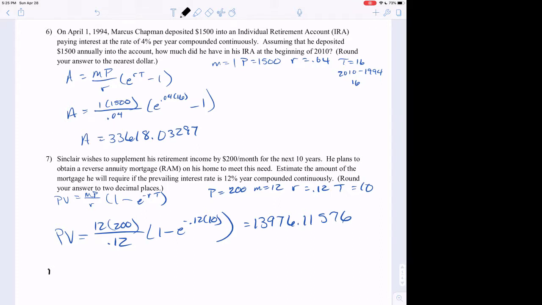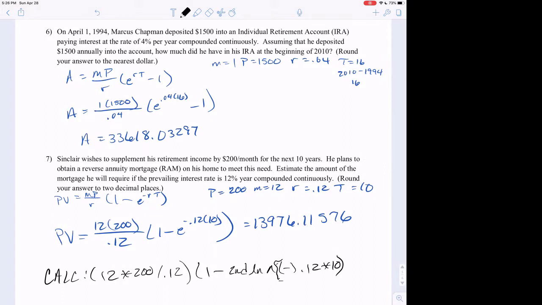All right, so here's your calculator keystrokes. So you're going to do your 12 times 200 divided by 0.12, close that, times 1 minus second ln, and that'll put you up in your exponent, parentheses, the negative, the plus minus sign, 0.12 times 10, close parentheses, out of your exponent, close parentheses, then enter.